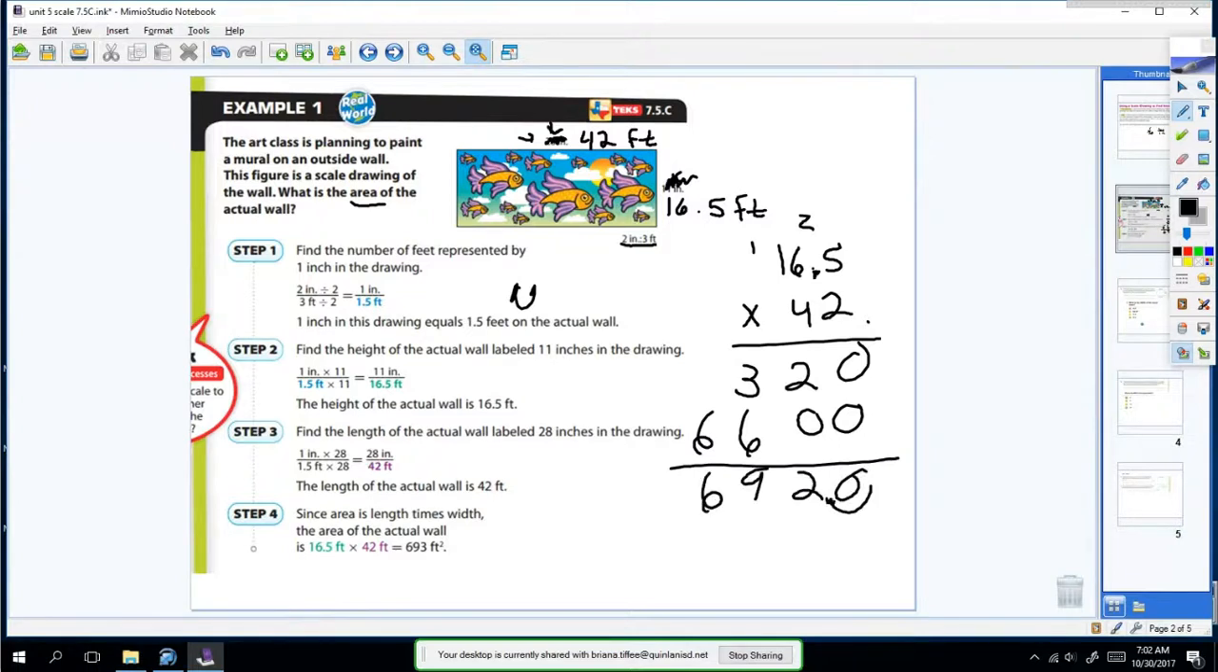Move my decimal once. And I believe this is supposed to be a 3. Yep, forgot to carry the 1. 693 feet squared. So my actual area of the wall will be 693 feet squared. Remember, whenever you find area, it's squared. Okay, let's try another example.